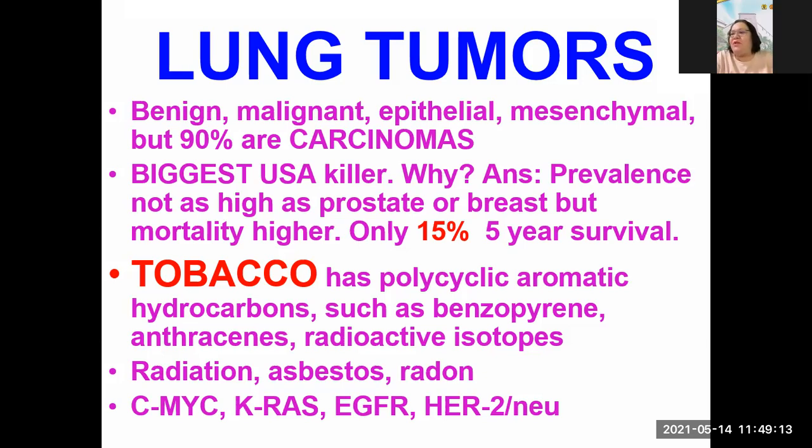Tobacco has polycyclic aromatic hydrocarbons such as benzopyrene, anthracenes, and radioactive isotopes. Radiation, asbestos, and radon can also cause lung tumors or cancer. Years ago, asbestos was being used as a fire retardant, and it was being used as material for roofing. And then they found out that it was carcinogenic, that it can cause cancer.